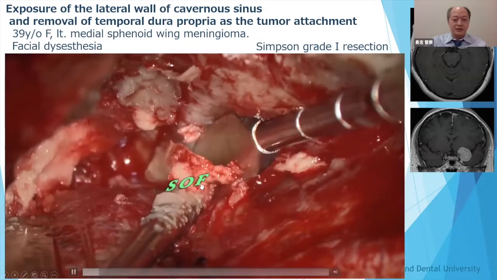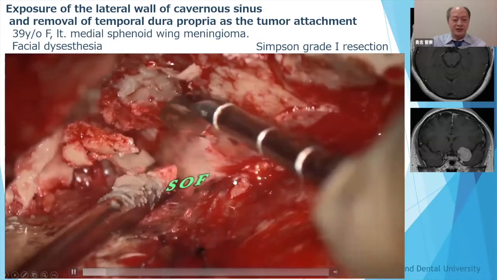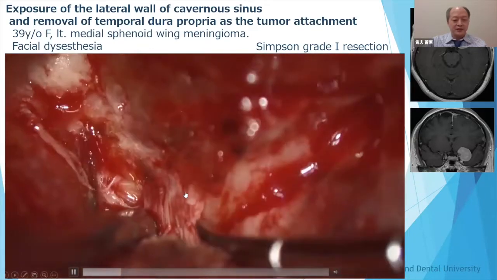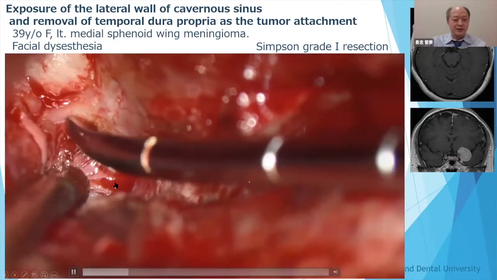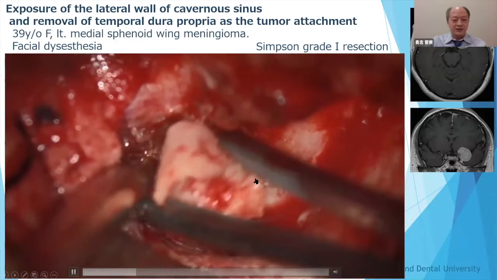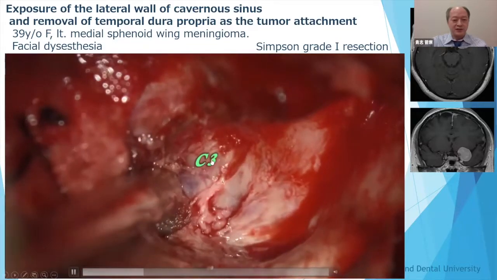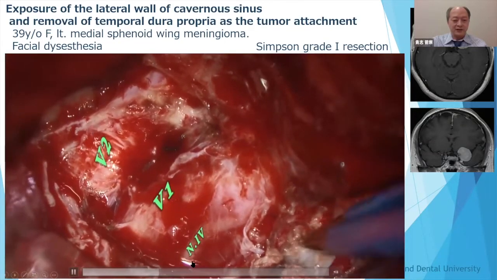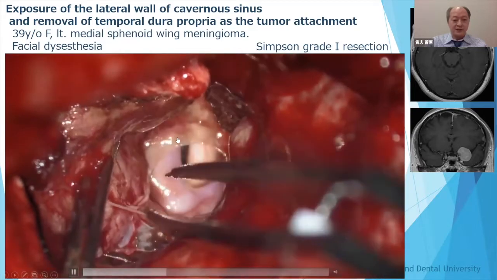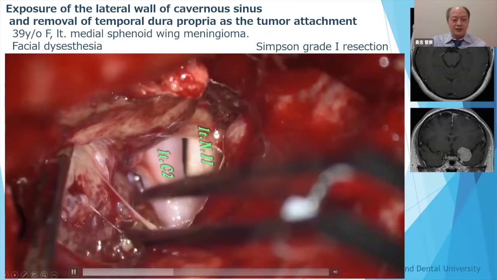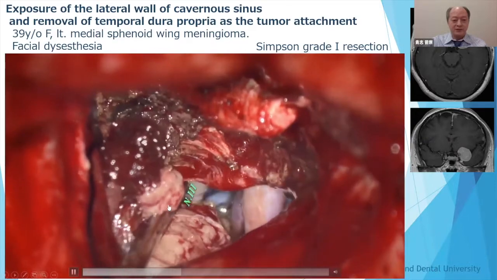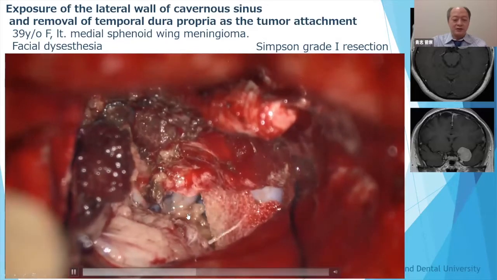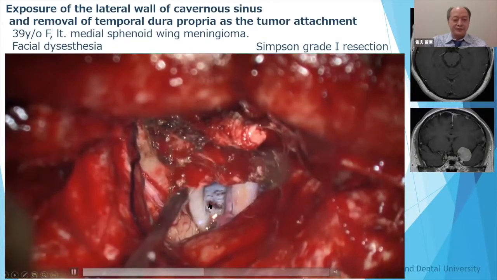we open the orbit and unroof the superior orbital fissure here, and peel the temporal dura propria from the lateral wall of the cavernous sinus, and the anterior clinoid process was removed. Here you can see the C3, and here is the lateral wall of the cavernous sinus, the fourth nerve and V1, V2. You can see it, and we get into the intradural space and remove the tumor. Here you can see the oculomotor nerve, and we remove the intradural tumor.